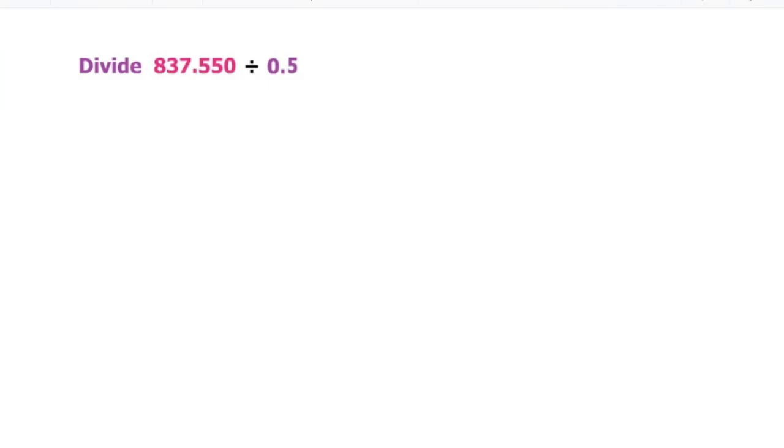In this lesson, we're going to divide two decimal numbers. So if we have a problem like this that says divide 837.550 divided by 0.5. Let's remember that this is the dividend and this is the divisor. This is what you're dividing by, okay?